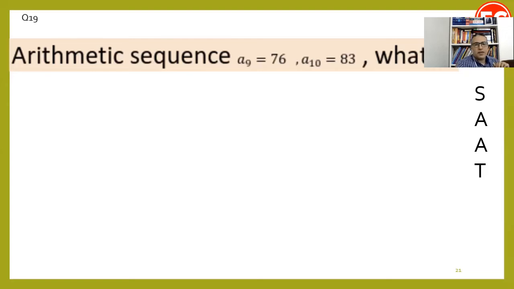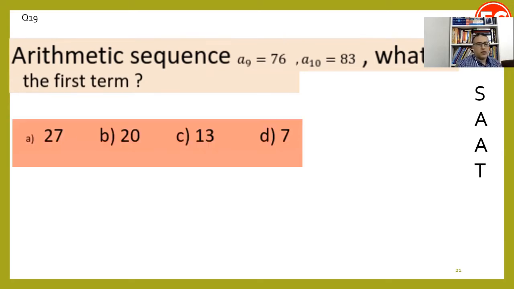An arithmetic sequence, its 9th term is 76 and its 10th term is 83. What is the first term? As we notice, I have choices 27, 20, 13, and 7. 9th term, 1, 2, 3, 4, 5, 6. 9th term is here, 76. And the one after it is 83.